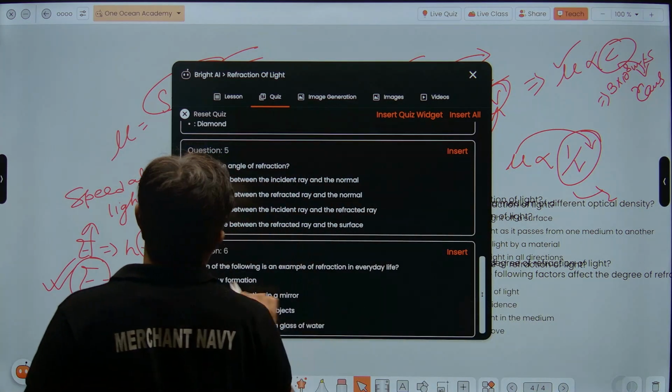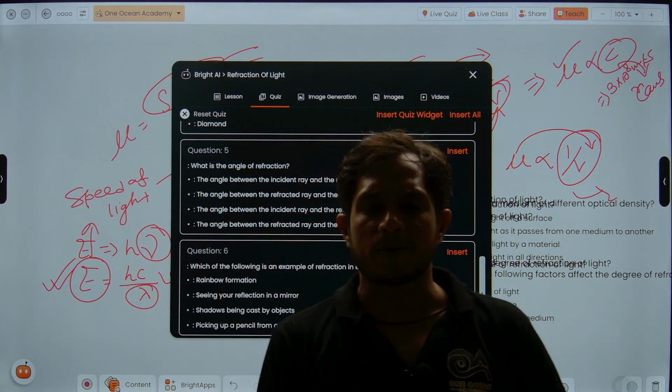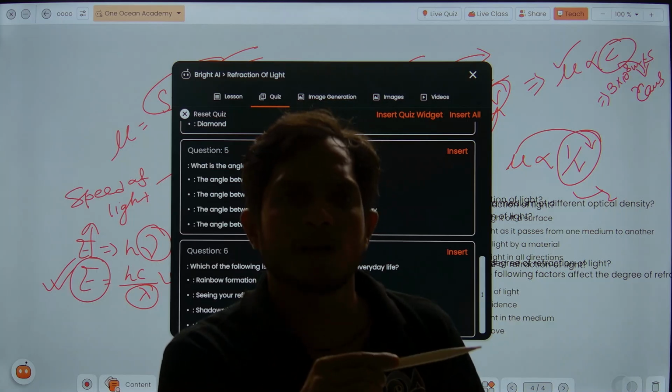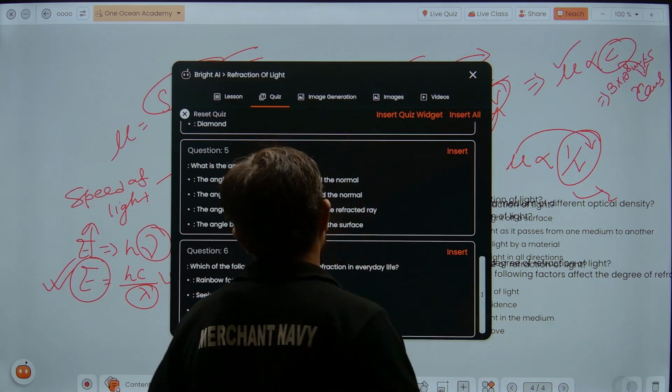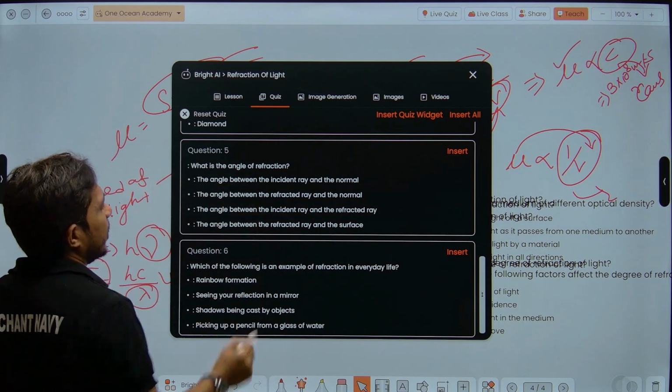What is the angle of refraction? What is the angle of refraction, guys? The angle between the refracted ray and the normal is known as the angle of refraction. So that is a clear thing. The angle between the refracted ray and normal, so B will be the correct answer.